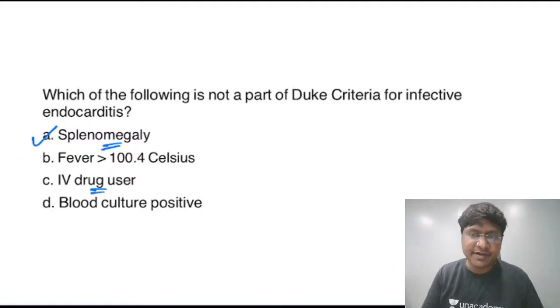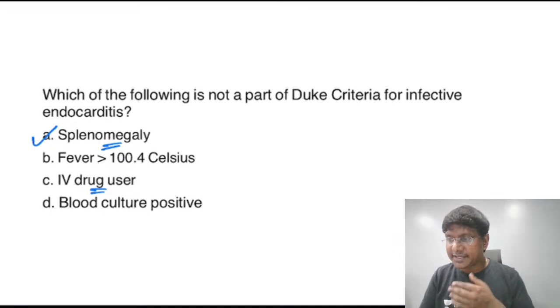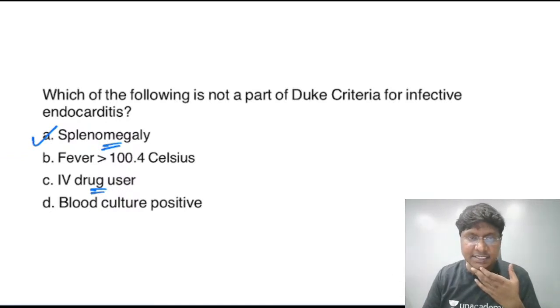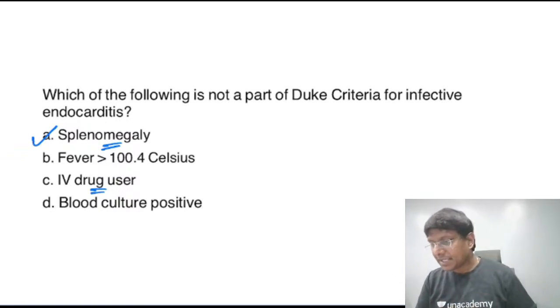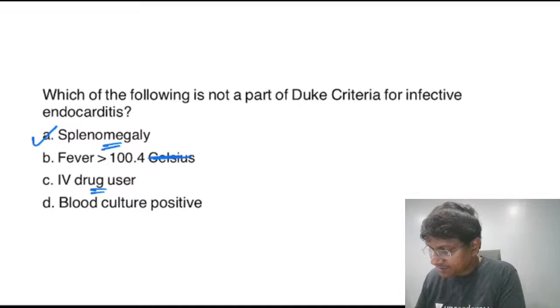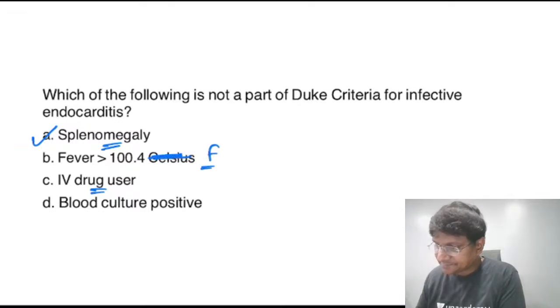But what about the IV drug abuser? Yes, what about the IV drug abuser? Is that point part of any criteria? Okay, fine. Fever more than 100.5 degrees Fahrenheit. Yes, it is a part of the minor criteria.